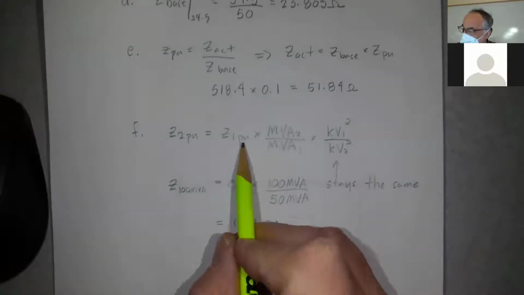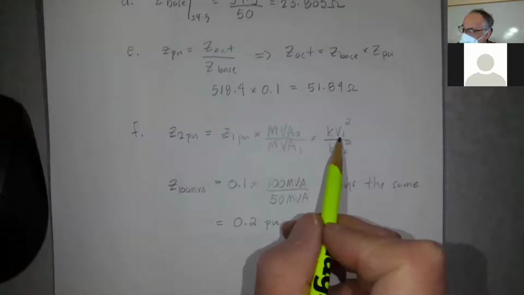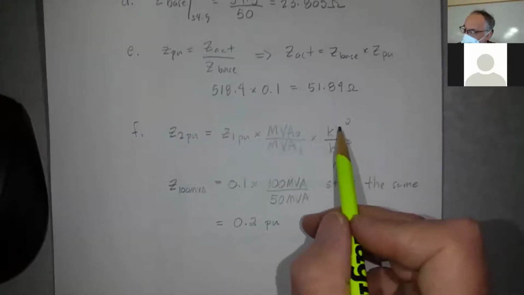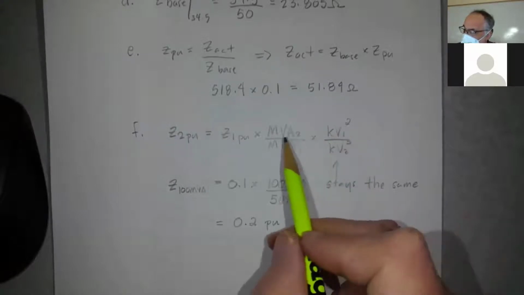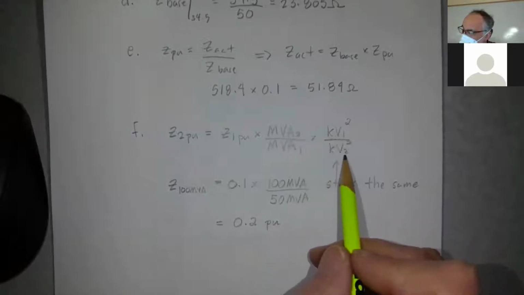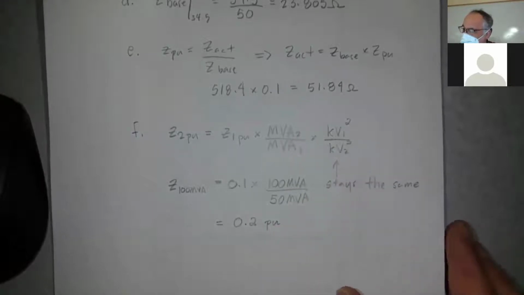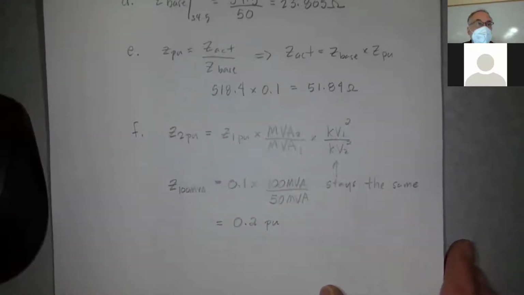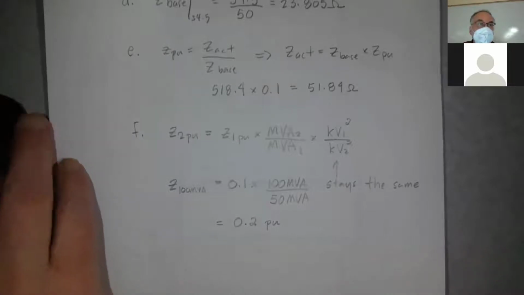So this MVA base 1 times kV 1 squared over MVA base 2, well, that's the formula that we had for side 1, and then this is MVA base 2 over kV 2 squared. That's the formula that we would have for the base 2. Okay, so that's where that formula comes from. Is that making sense? Okay.